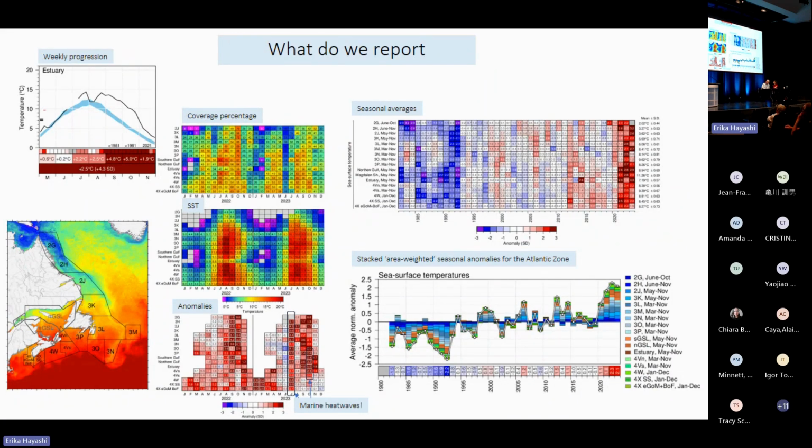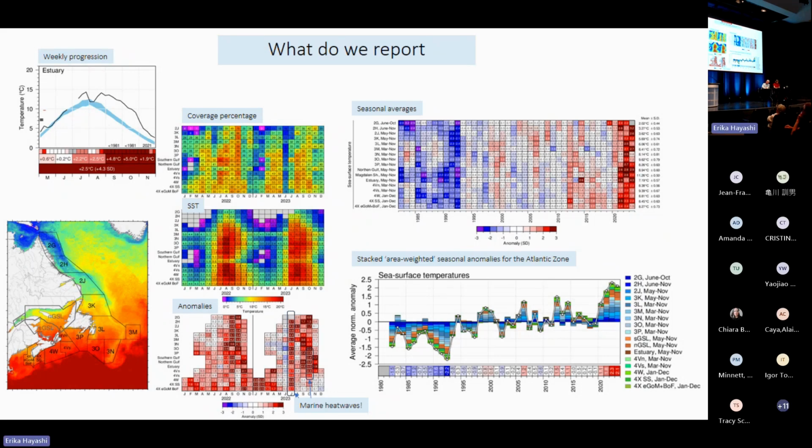And this panel shows percent coverage that we get over all of these boxes for the last 2 years. And you can see that in the summer, we tend to be above 50%. We're doing pretty good. So this gives us a good idea of the certainty of the reliability of what we're reporting on, which is kind of important when you do state of the ocean reporting.